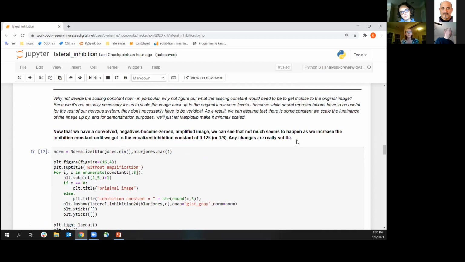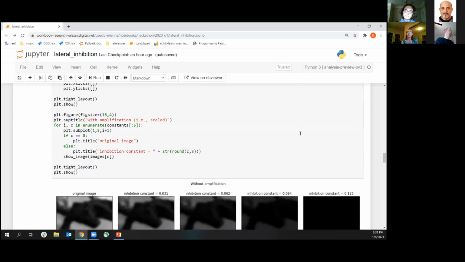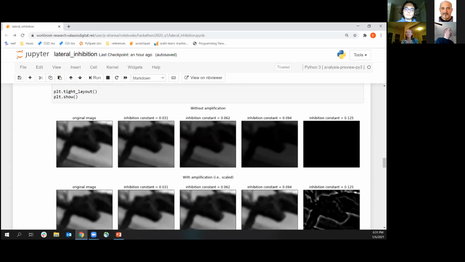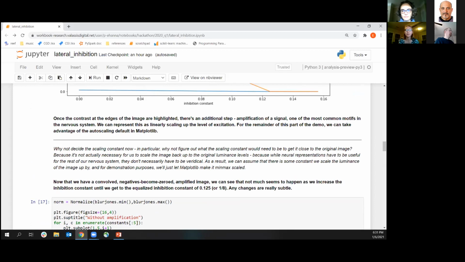So back to this amplification that I mentioned was part of this. It helps us, first of all, to see the difference. But sorry, I rearranged this notebook at the 11th hour and I'm trying to figure out what I meant to say. Right, so there's an additional step of amplification of the signal to basically brighten it up so that we can see it again. And for this demonstration, I resorted to the automatic auto-scaling default in Matplotlib, where it scales everything from 0 to 1.